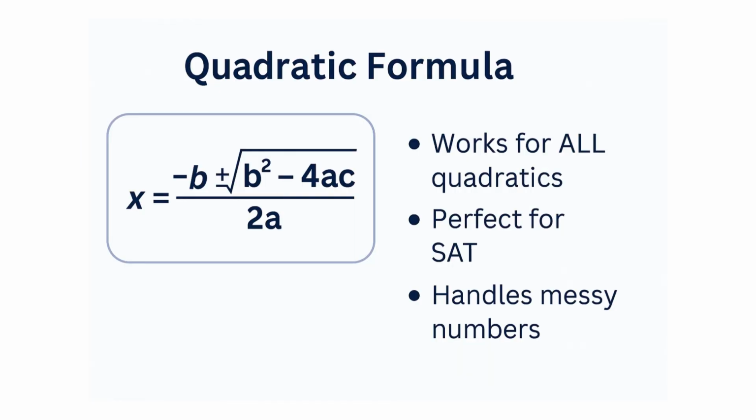Now let's turn our attention to one of the most famous and powerful tools in algebra, the quadratic formula. It is used to find solutions to the equation ax squared plus bx plus c equals 0. The formula states that x equals negative b, plus or minus the square root of b squared minus 4ac, all divided by 2a.